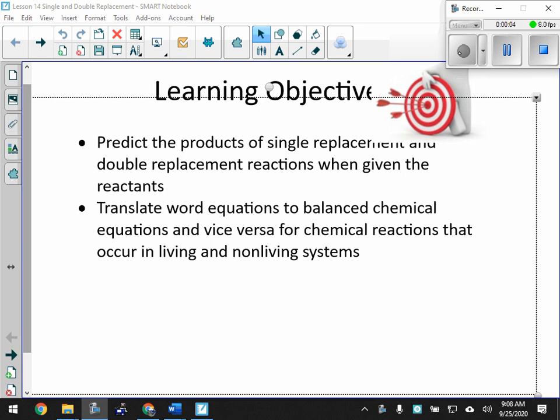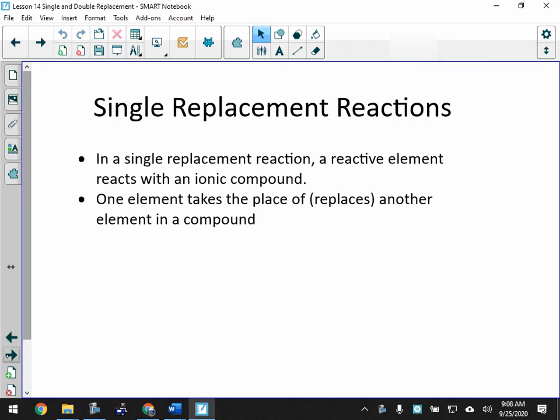Okay, so today we're going to do, I don't know how far we'll get, but we have to do single and double replacement reactions. So let's take a look at those. Single replacement reactions, that's where we're going to start.